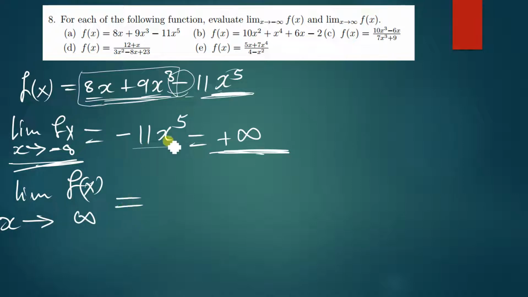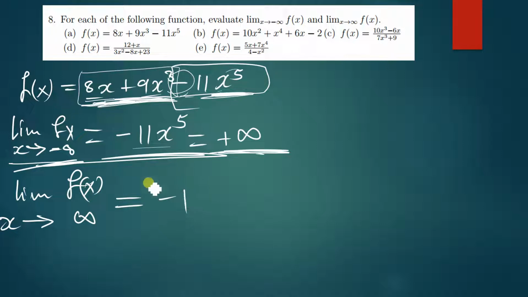This one is just the same as what we have done here. We do the same thing. So the whole expression here, like I explained, this part is insignificant when we are comparing it to 11x to the power 5, because you can see the difference between x to the power 3 and x to the power 5 is very big. So this is just the same as finding the limit of this expression f of x.